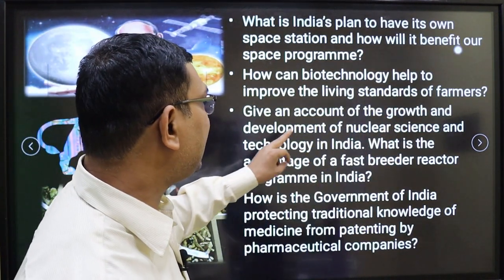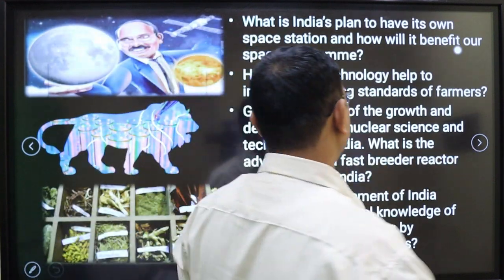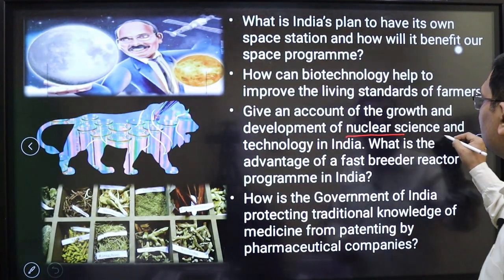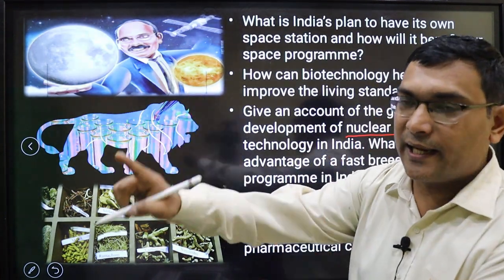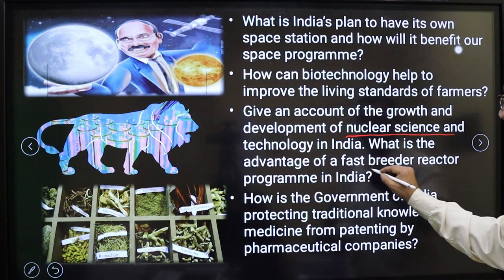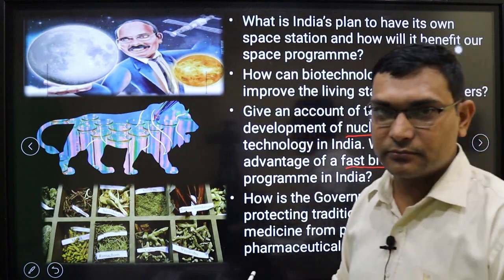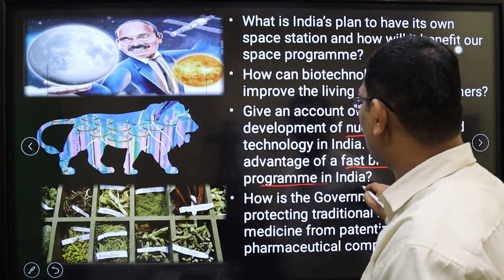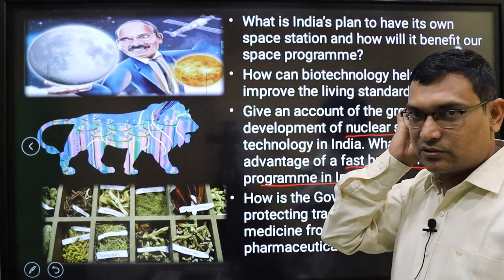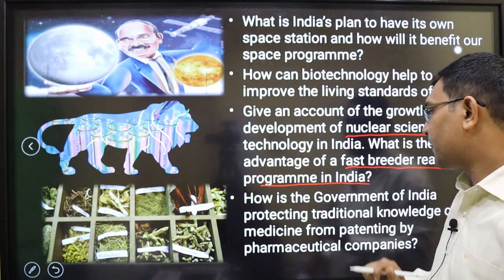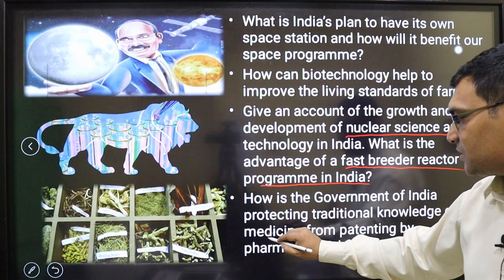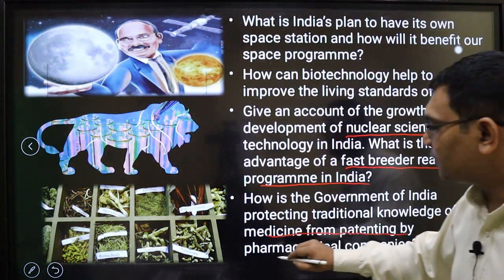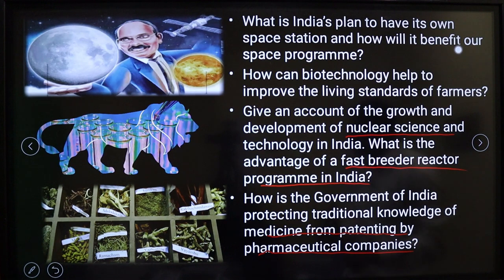Give an account of the growth and development of nuclear science. See, this is where it is important. A nuclear science question was asked 2 times in your mains, 2019 and 2018. The FBR, that is fast breeder reactor, advantages they asked. So it was very simple. In 2019 the question was asked. Then, how is the government of India protecting the traditional knowledge of medicines? This is science and technology, indigenization of technology, right?